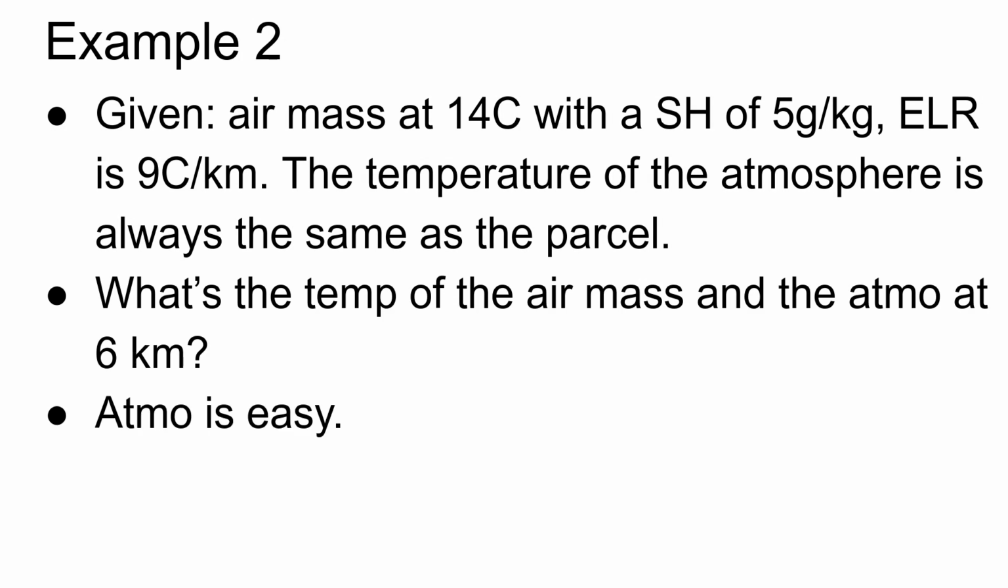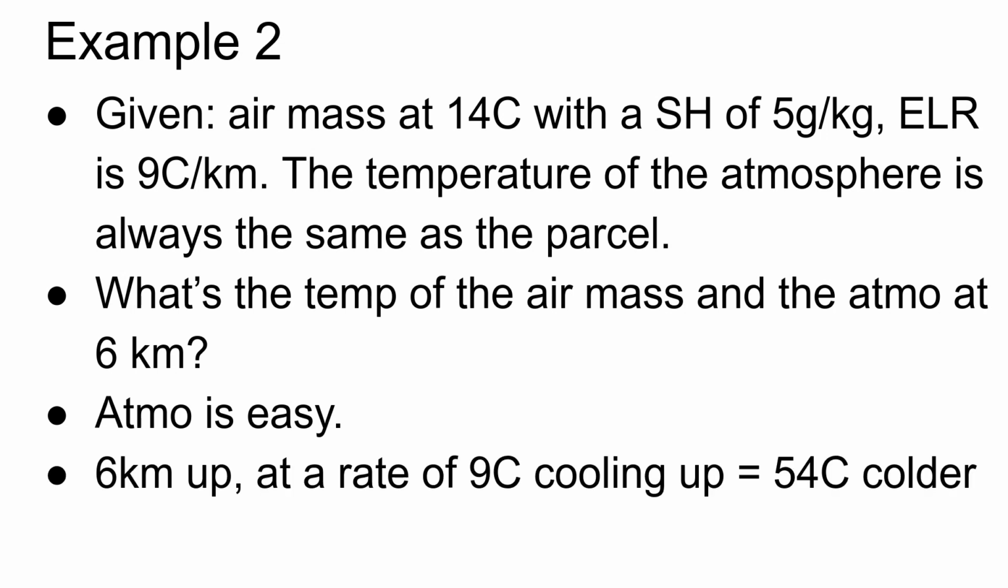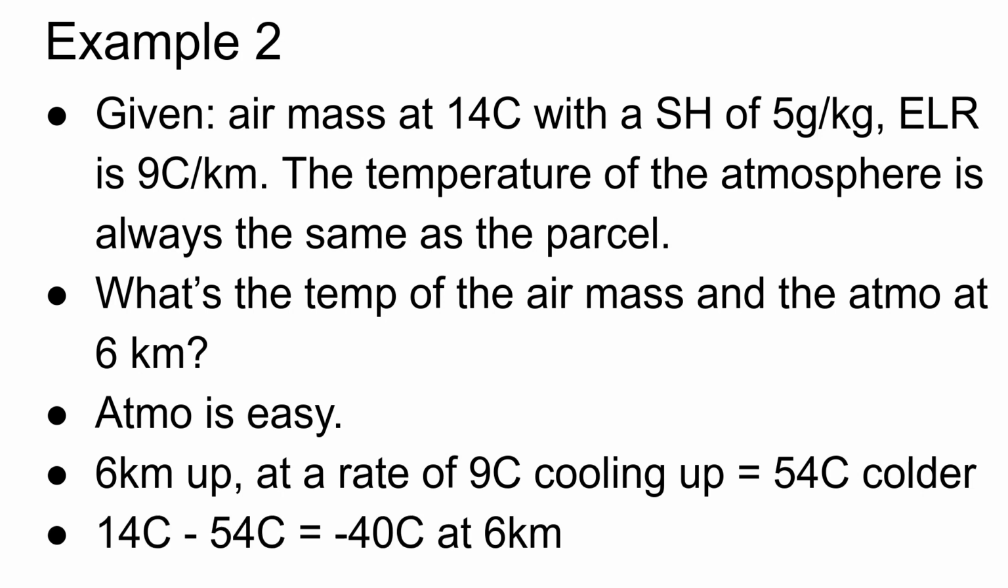So what's the temperature of the air mass in the atmosphere at 6 kilometers? Again, atmosphere is easy. 6 times 9, it's 54 Celsius colder. It was 14, so 14 minus 54 is negative 40.